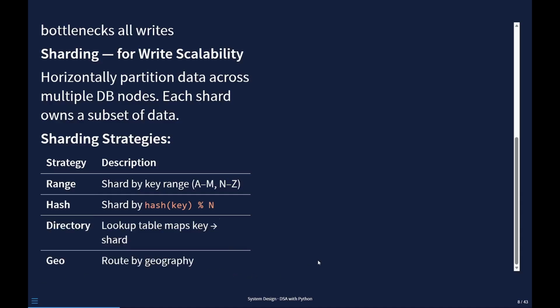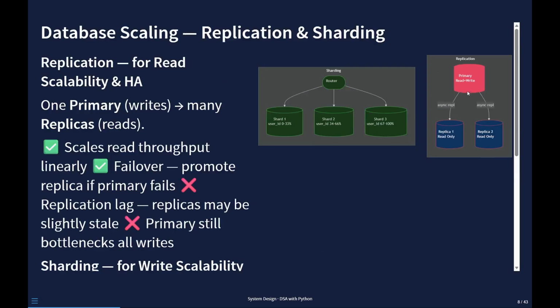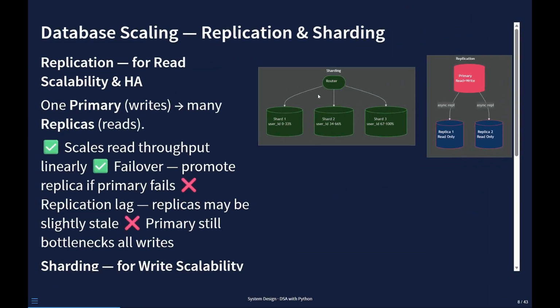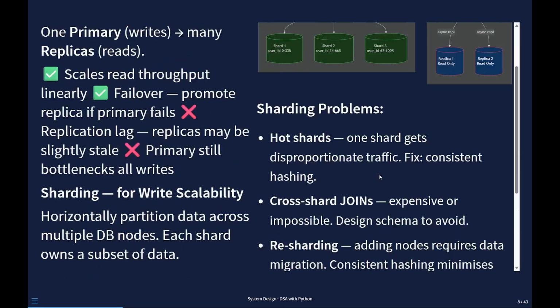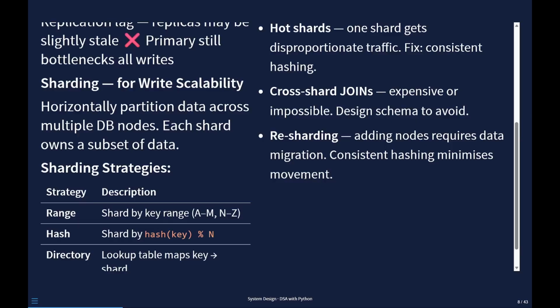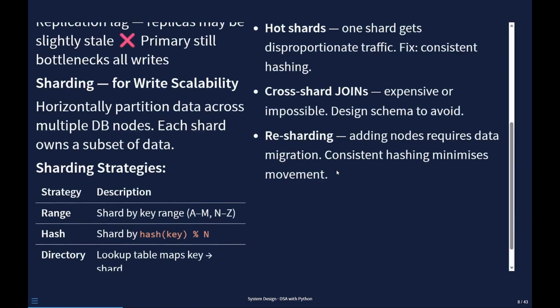And the problems sharding introduces. Hot shards. If your sharding key is not well chosen, one shard gets a disproportionate amount of traffic. Consistent hashing helps. Cross-shard joins. Joining data that lives on different shards requires expensive scatter-gather operations, or is impossible entirely. Design your schema to keep related data together. Resharding. When you need to add nodes to the cluster, you must migrate data between shards. Consistent hashing minimizes how much data moves.